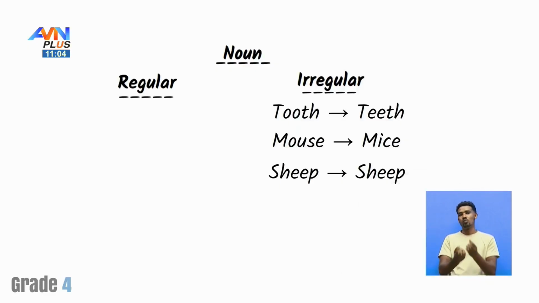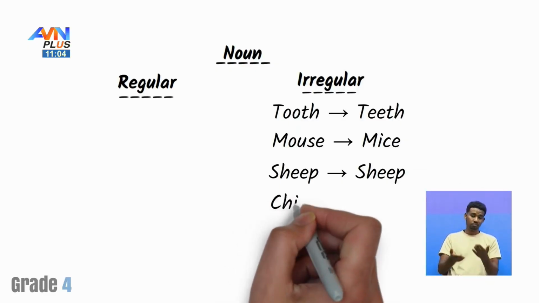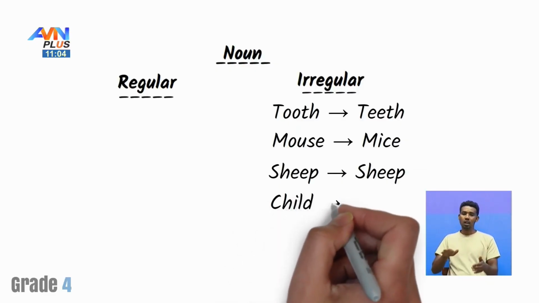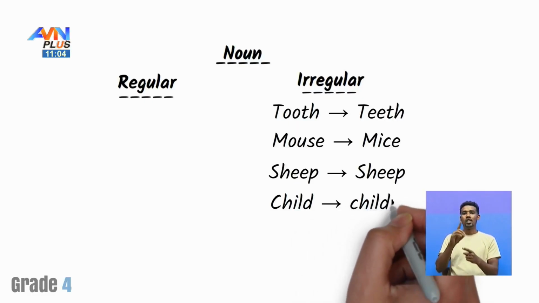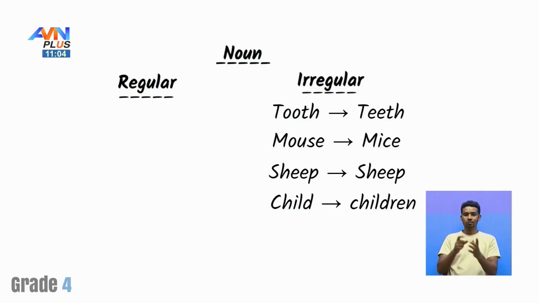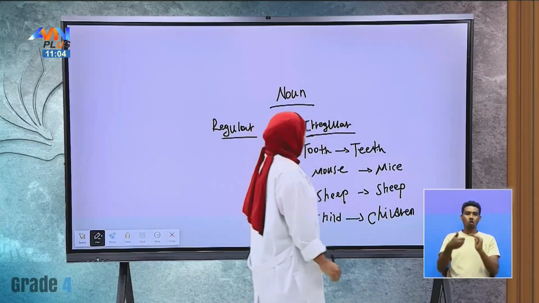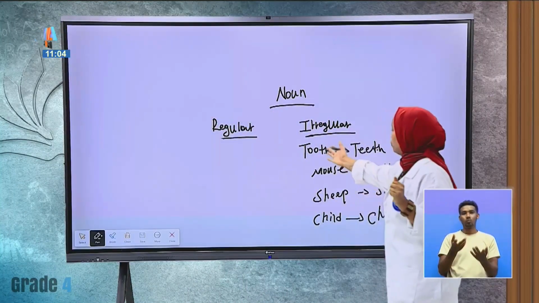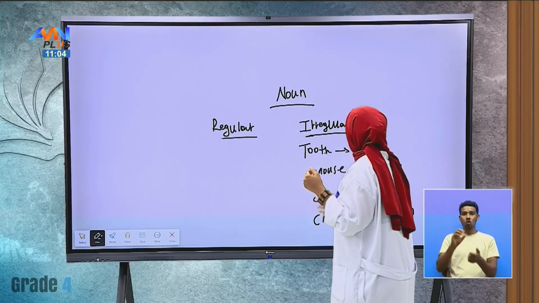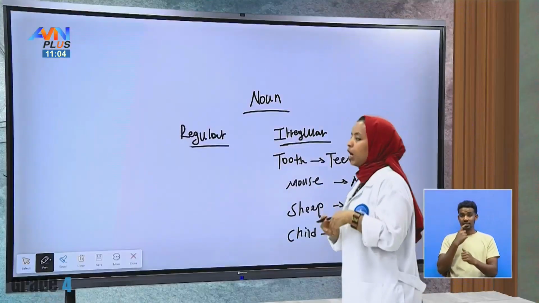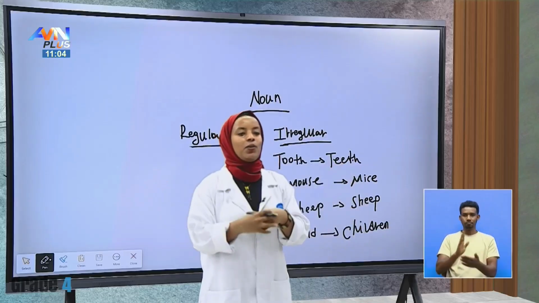Here, we can mention even child with children. This is the irregular method, changing the whole word, sometimes not at all. Here are some examples like toe, teeth, mouse, mice, sheep, sheep, child, children. This was our previous lesson.